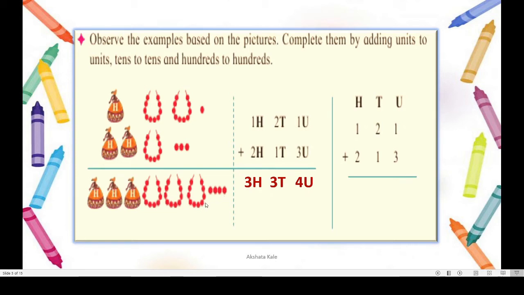Same thing we can write in this form also. See here, units, tens, hundreds. Same thing we have copied here. We will add directly now. In the unit column, 1 plus 3, that is 4. Tens column, 2 plus 1, that is 3. And in hundreds place, 1 plus 2, that is 3. Means 300, 3 tens, 4 units. How do we read? 334.